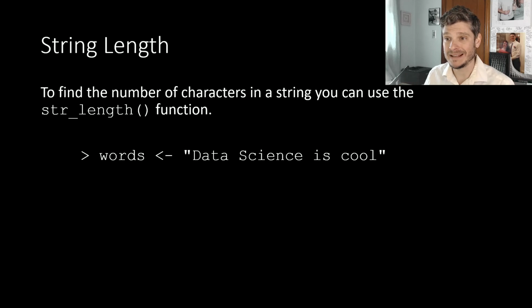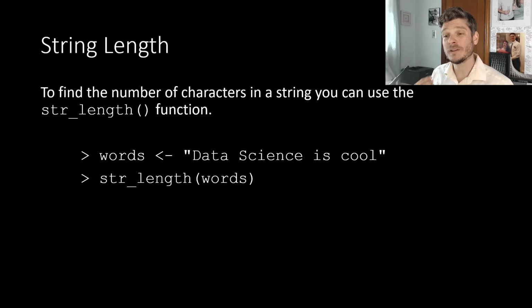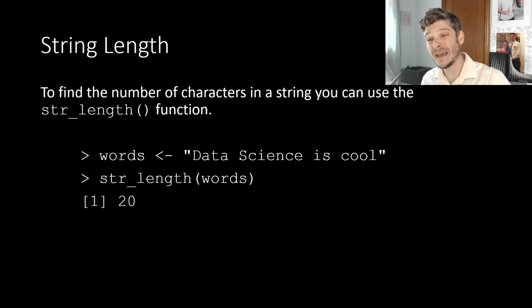So let's again say we have our variable words with "data science is cool." If I want to find the length of this, I run my code and it's going to tell me that there are 20 characters. And again, you can count it up. DATA, that's 4. And then remember, the space counts as a character. R is counting that space. That space is no different from any other character.